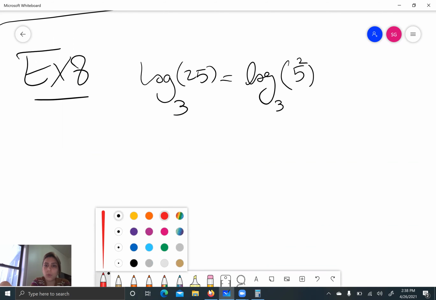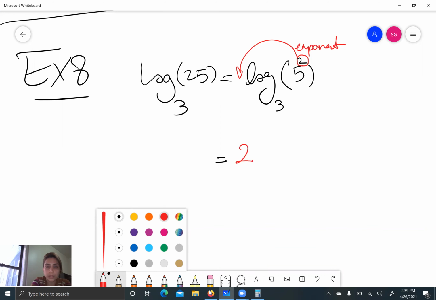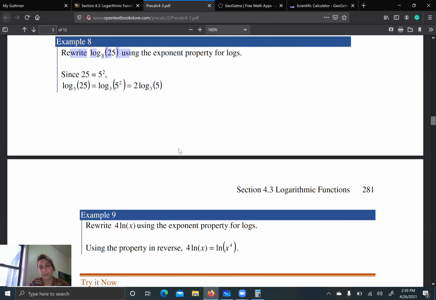Okay, now what is the role of this 2? It's an exponent. It can come and sit as a multiplier. So I can have 2 times log of 5 to the base 3, okay? So they are equal. In other words, you can say log of 5 squared to the base 3, or 2 times log of 5 to the base 3. So they hold this property, and that's a way to simplify a log function.